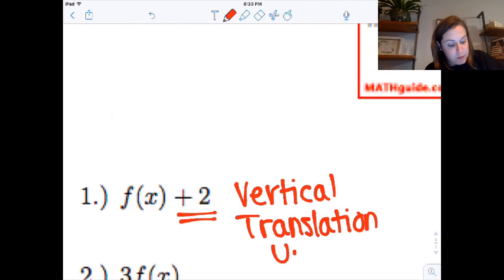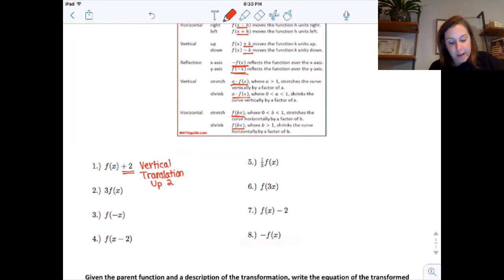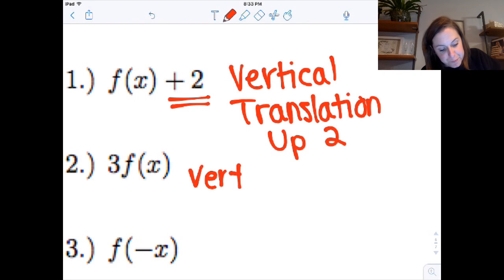All right, let's look at 2. I've got 3 times f of x. Well, that's happening outside the parentheses, so that is going to be a vertical stretch. If it happens outside the parentheses, it's exactly what you think it should be. So by a factor of 3.